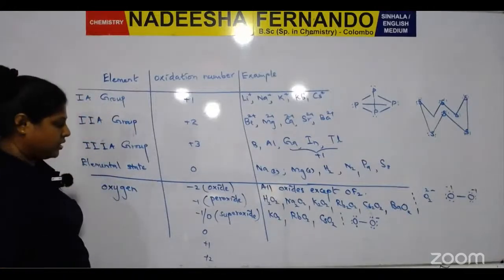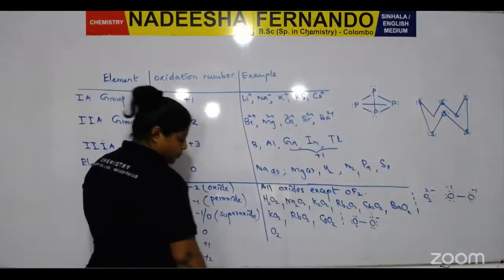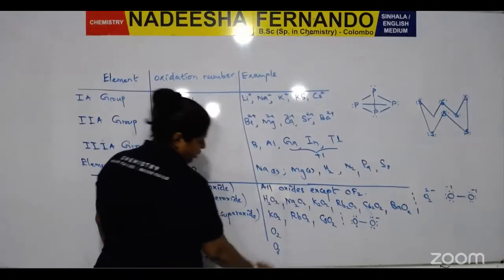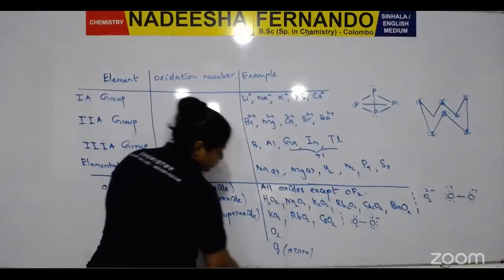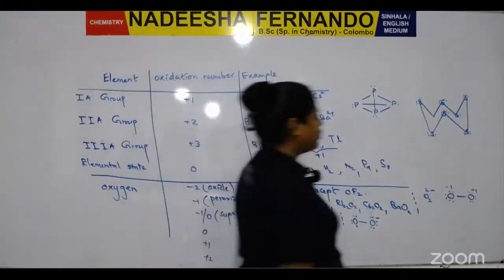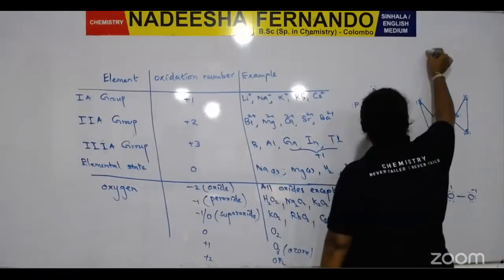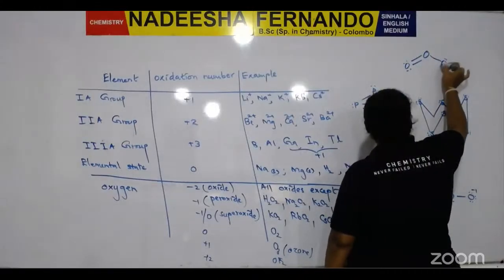So 0 is on O2, +1 on O3, called ozone, and +2 on OF2. Right, I'll draw the molecule of O3 here. So this is the formula of O3.